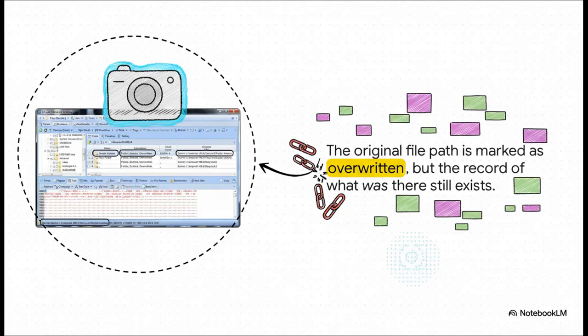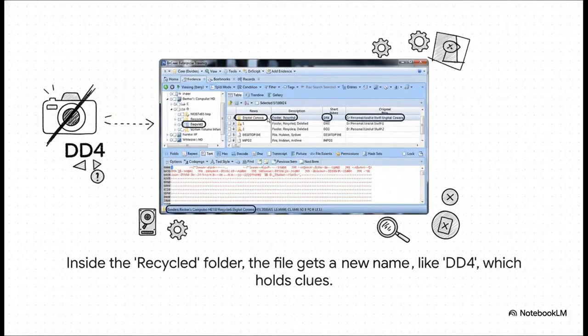Let's look at that first step. What you're seeing here is how a forensic tool views that original folder. The entry for our file is now marked deleted, overwritten. The system now knows that space can be used for something else, but the record, the ghost of what was there, still exists. So where'd it go?